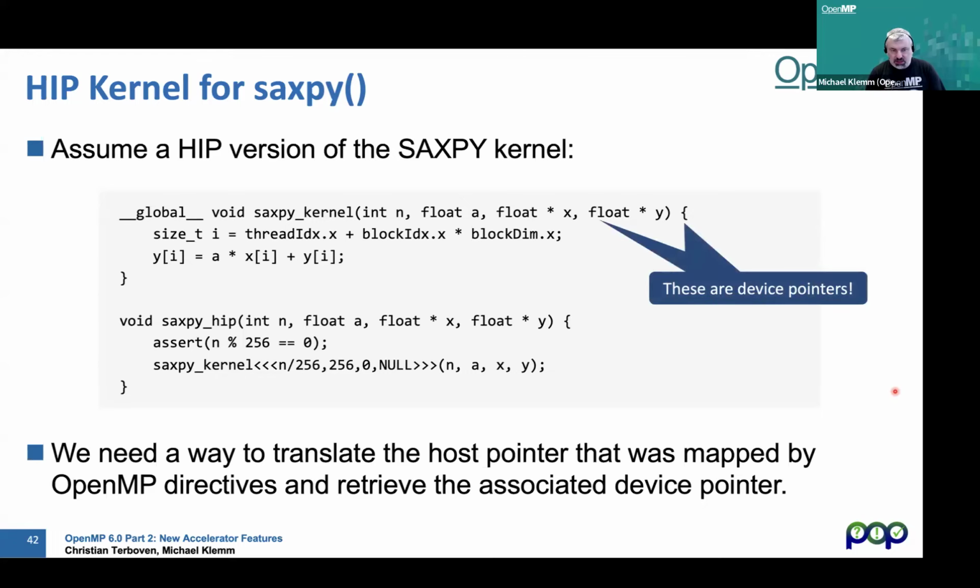Now, the thing is that X and Y are now device pointers. So the way you invoke the Saxby kernel, you pass the actual device pointers that are pointing to the memory location of X and Y in the GPU. So something that you would get from CUDA malloc or HIP malloc. So really something that has no meaning on the host.